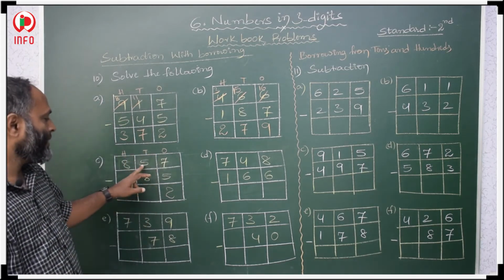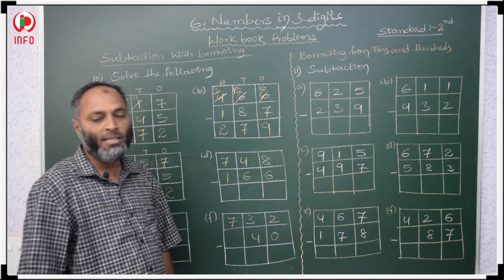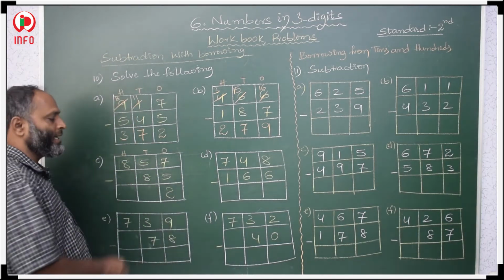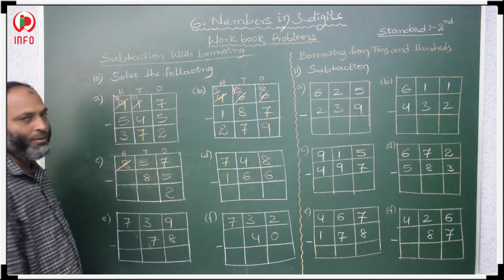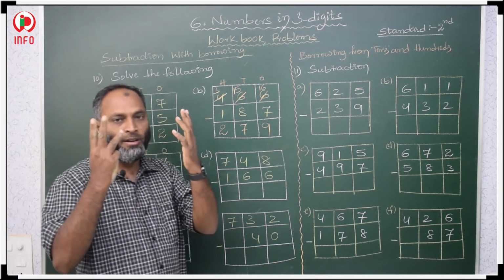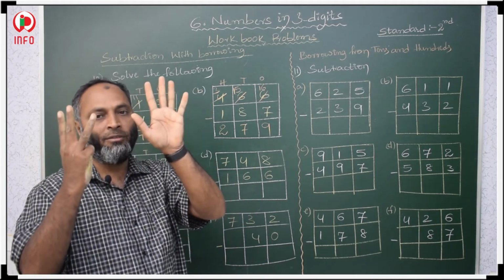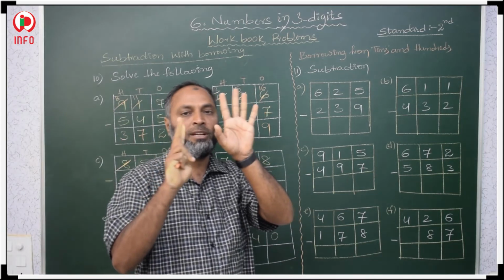Then after that, here 5 and 8. 5 is a minuend. Minuend is less than the subtrahend. We have to take borrow from here. Out of this 800s, if you take 100 borrow, then 700s left.